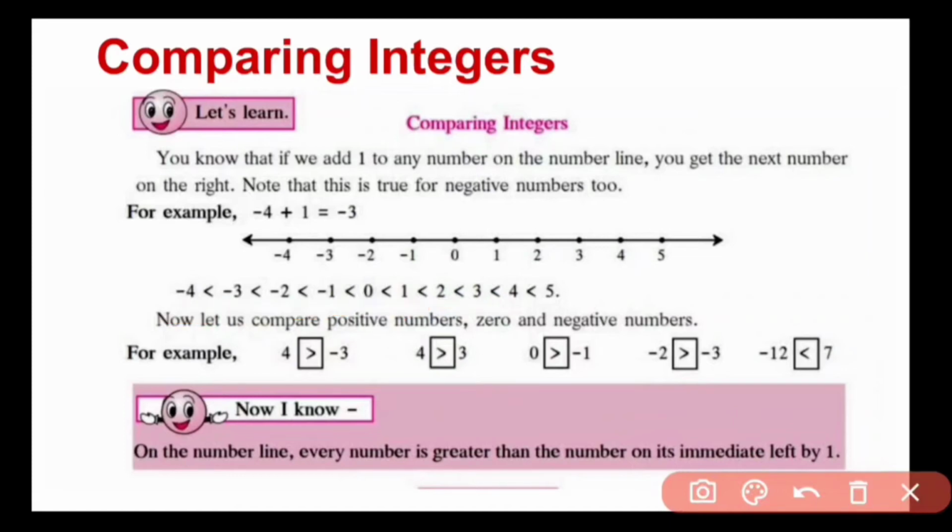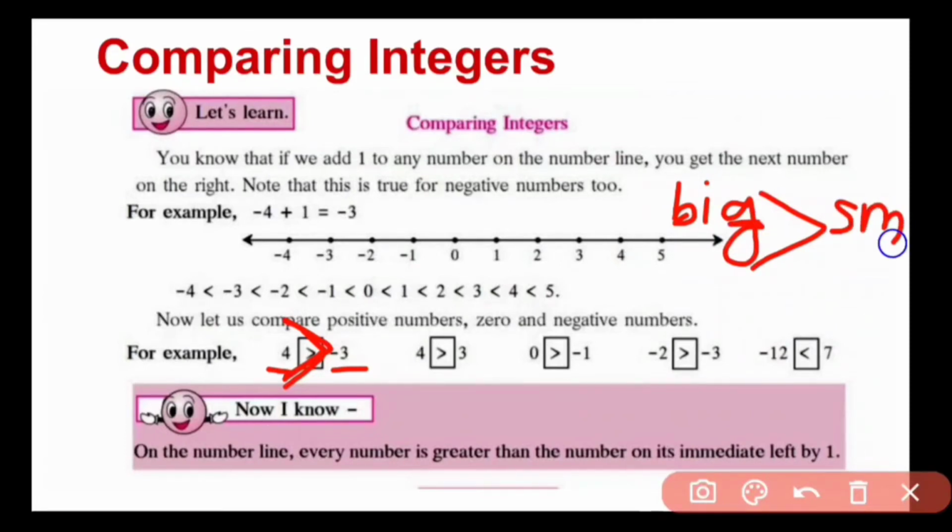So now let us compare positive numbers, 0 and negative numbers. For example, here plus 4 and minus 3. Which number will be bigger? Plus 4, because a positive number is always bigger than a negative number. So here it is written like this. Plus 4 is bigger. So when this symbol is open towards the bigger number, it is closed towards the side of the small number. Okay, so always keep this in mind.